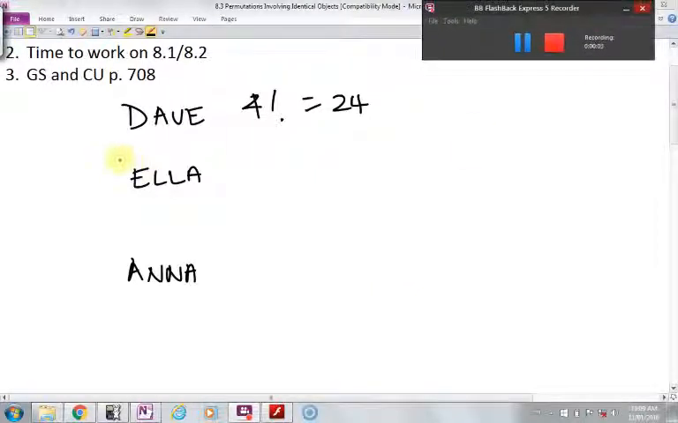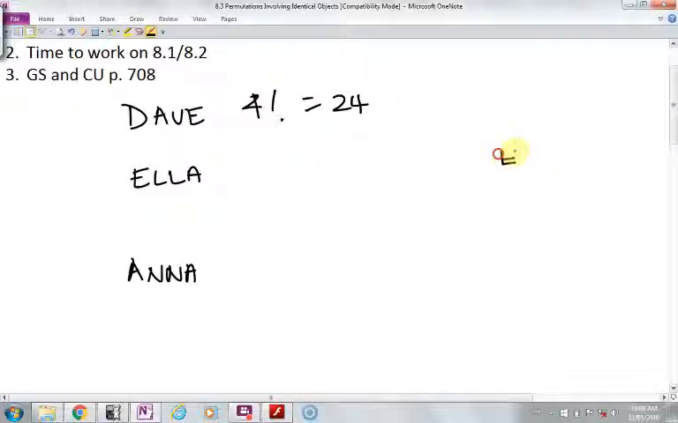Okay, so Dave has 24 different ways. Did anyone list all the ways for Ella? How many ways can we rearrange Ella's letters? Did anybody list them? 12 ways. So you listed them all? No, you just figured it out? Okay, well, let's list them.